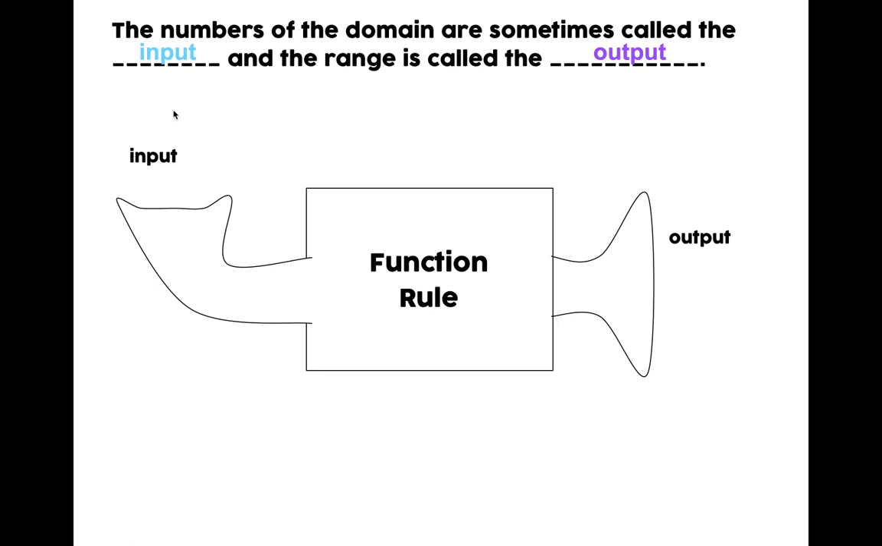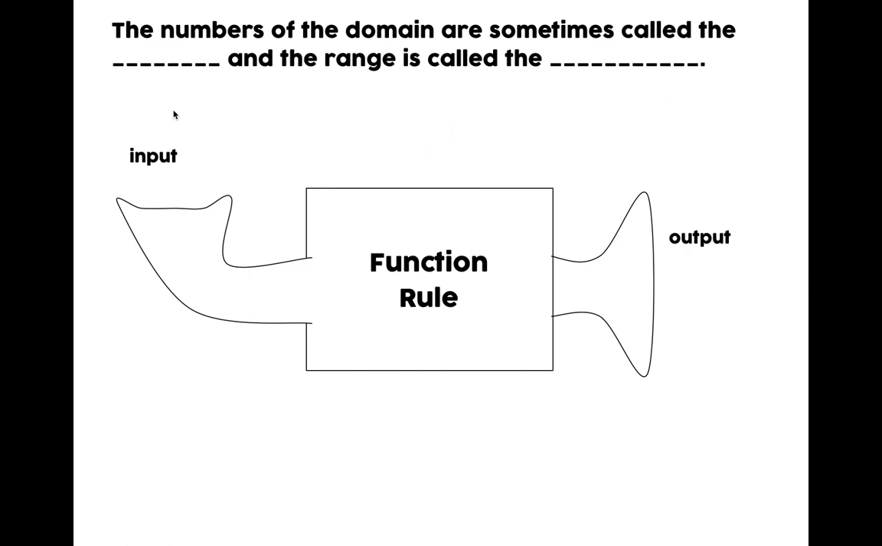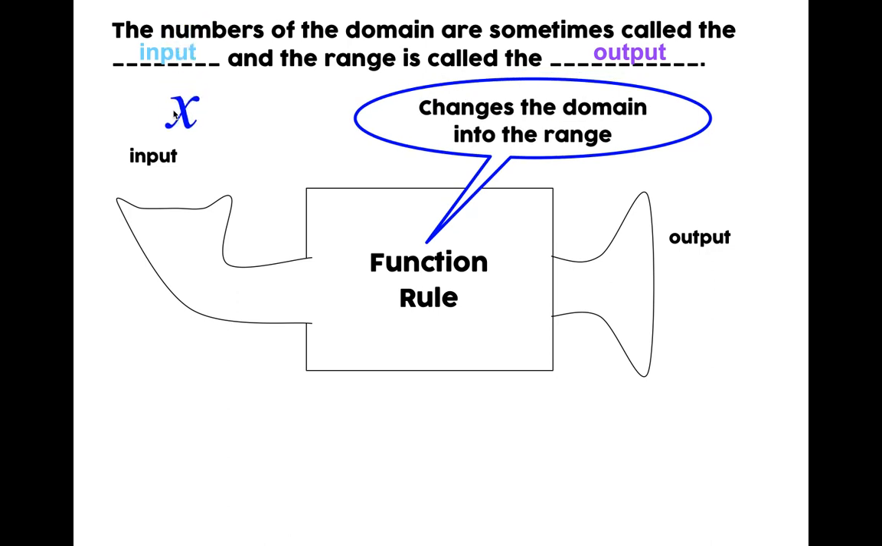What you see here is a little machine which kind of demonstrates how a function rule works. So we take a value, x, we put it into the machine, the function machine changes it, or the function rule changes it, and it comes out as an output. So again, we take the x, the function rule changes it, and it comes out as an f of x value.